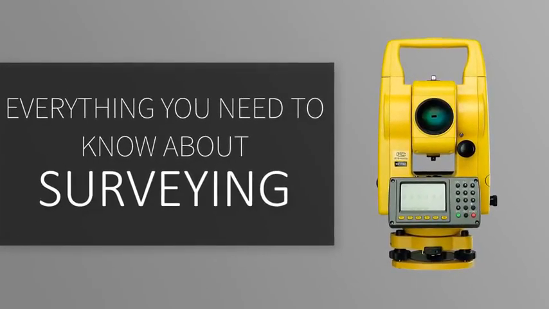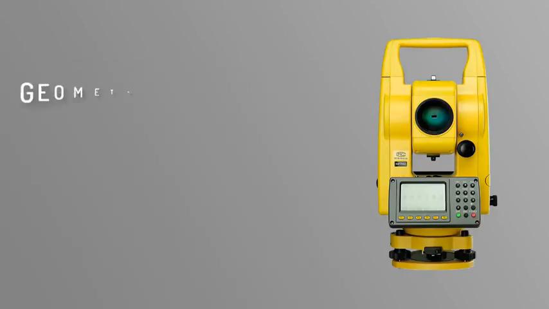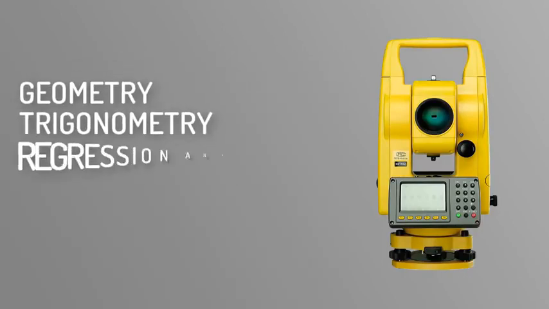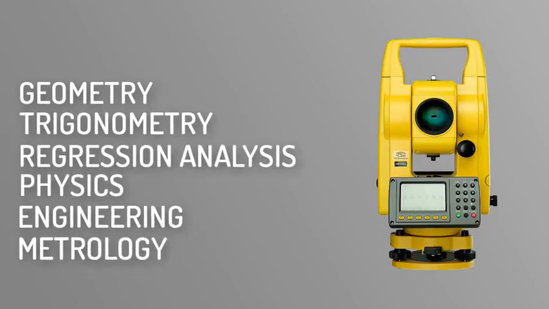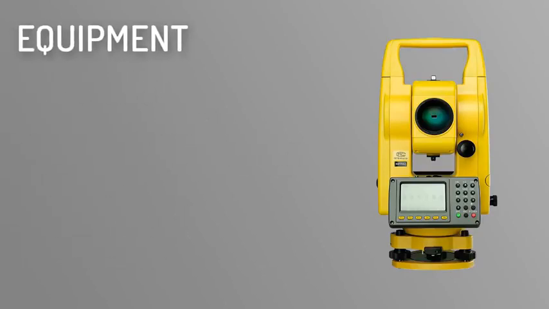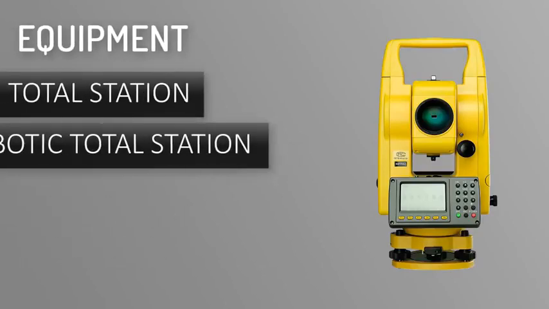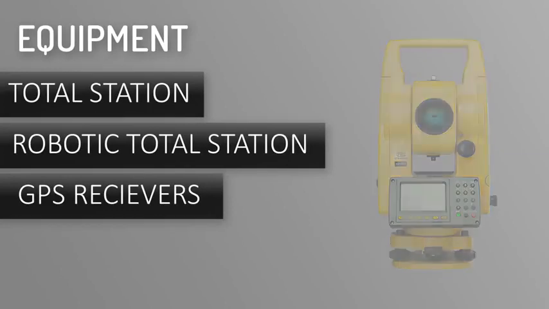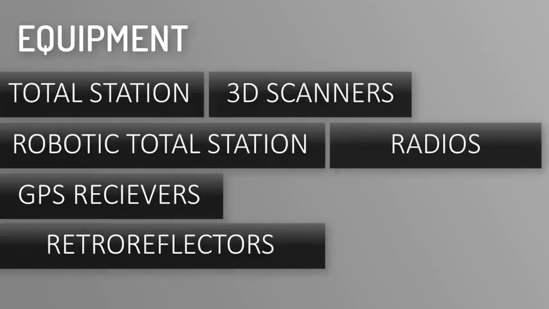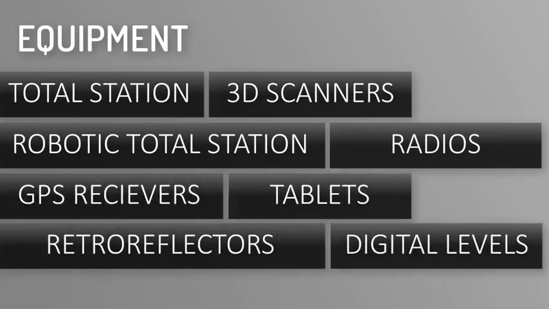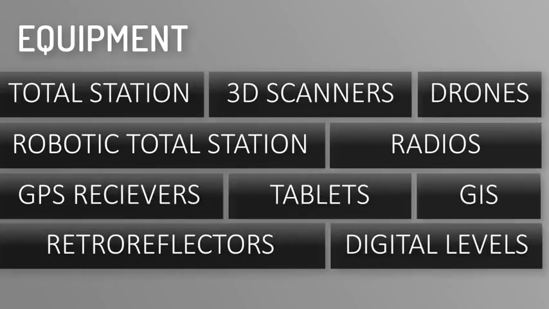Surveying is the process of analyzing and recording the characteristics of a land area span to help design a plan or map for construction. Surveyors work with elements of geometry, trigonometry, regression analysis, physics, engineering, metallurgy, programming languages and the law. They use equipment like total stations, robotic total stations, GPS receivers, retroreflectors, 3D scanners, radios, handheld tablets, digital levels, drones, GIS and surveying software.